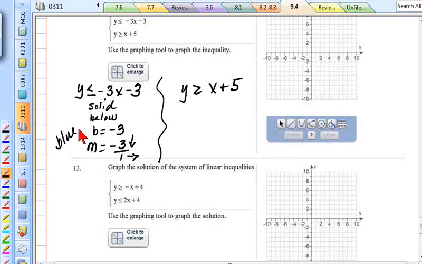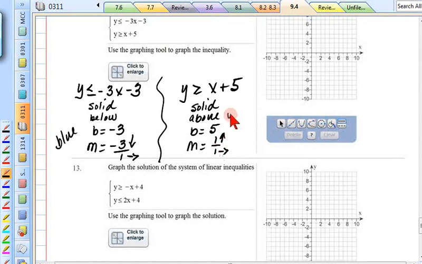Second line, solid or dotted? Solid. Above or below? Above. Where will I begin? And the slope is an implied 1, so it's up 1, right 1. And I will do it in yellow. Okay. Both of them are solid. That's good. All right, I'm going to begin.